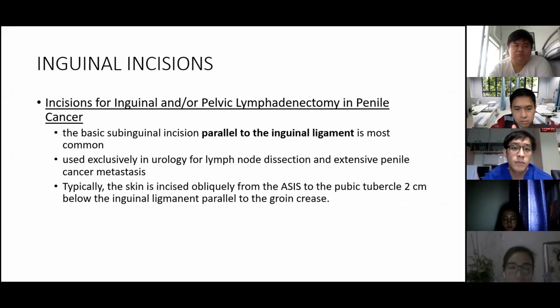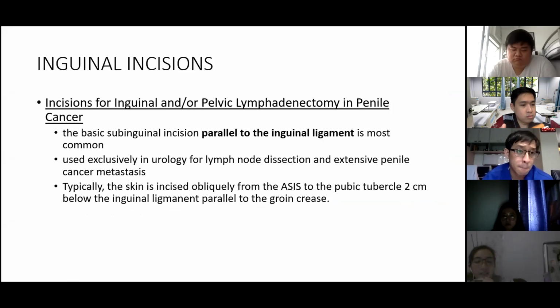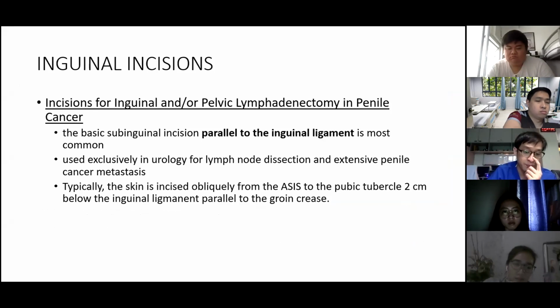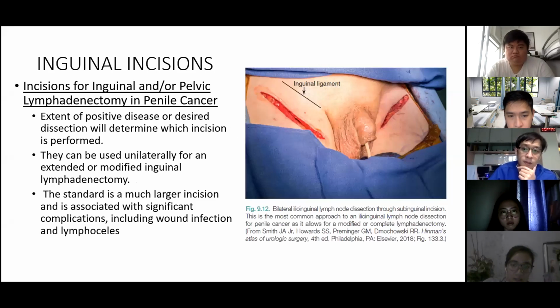So the basic inguinal incision is parallel to the inguinal ligament, which is the most common, and it is used exclusively in urology for lymph node dissection in extensive penile cancer metastasis. Typically, the skin is incised obliquely from the axis to the pubic tubercle, 2 cm below the inguinal ligament, parallel to the groin crease, as shown in this picture.